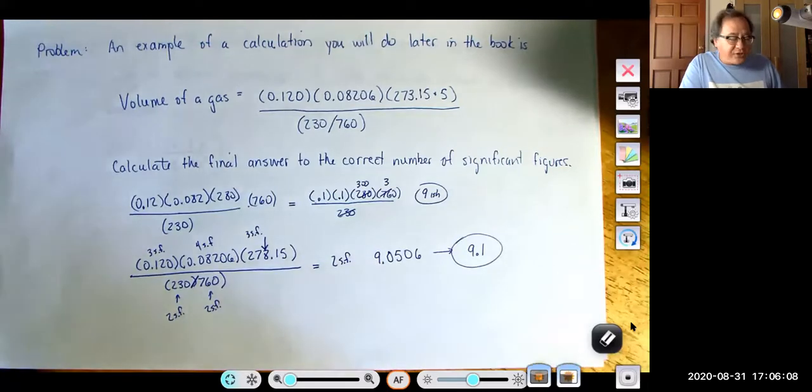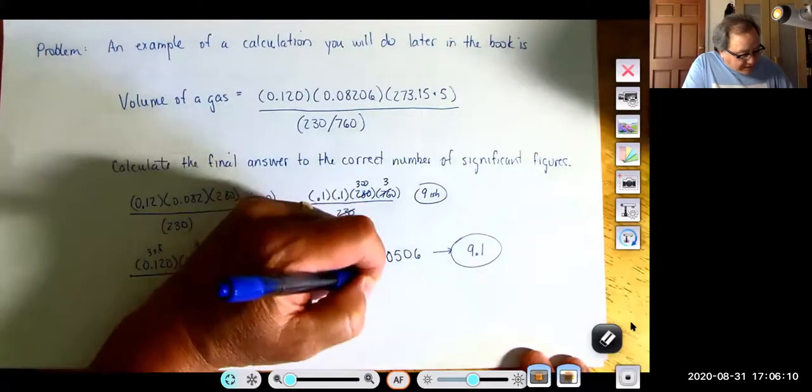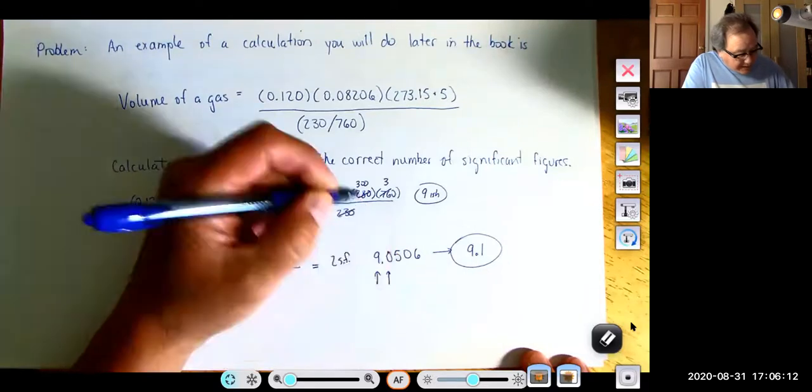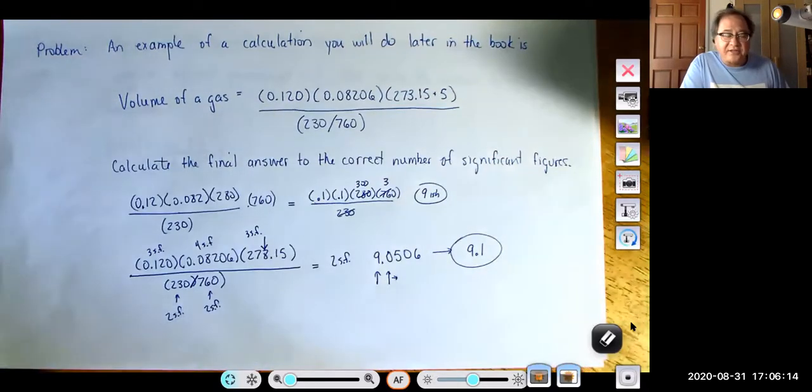How do we write that as 2 sig figs? Well, I want to keep the 9, I want to keep the 0, but then I need to look to the right of the 0. I see it's a 5, I round up. Zeros become 1 when they round up, so we get 9.1.